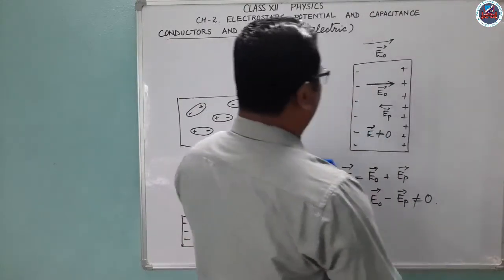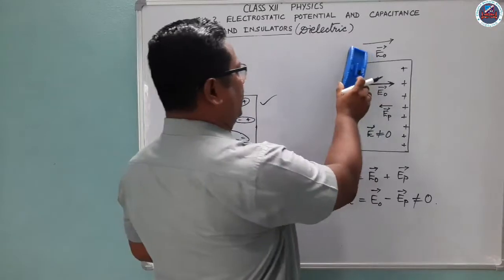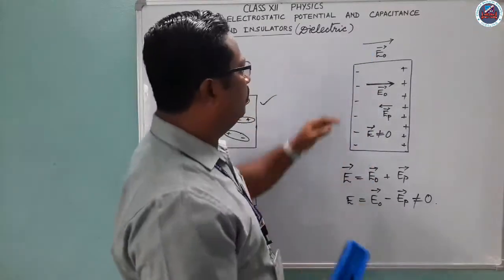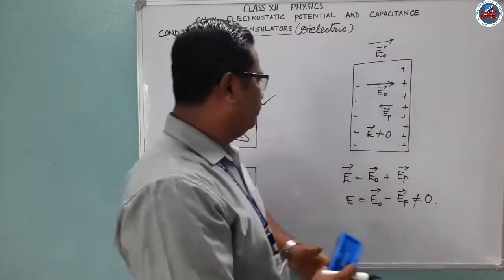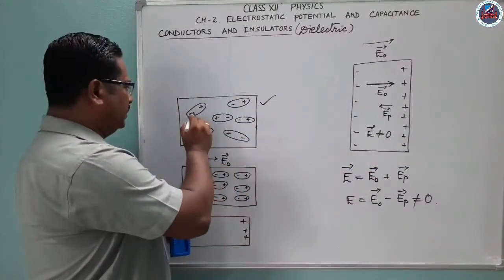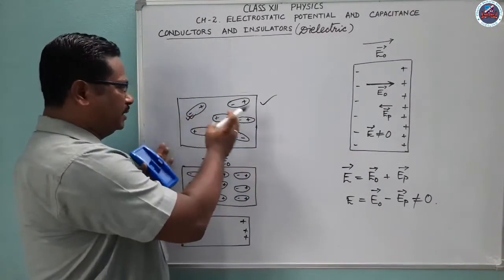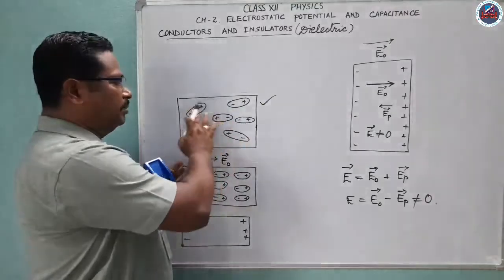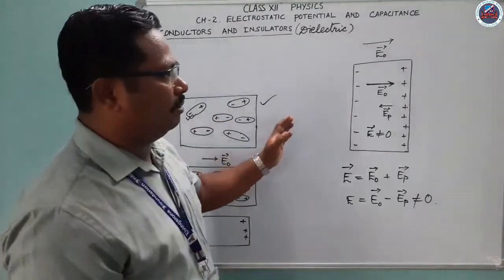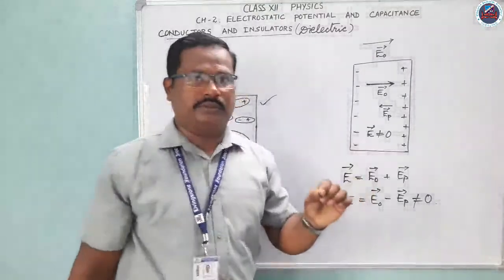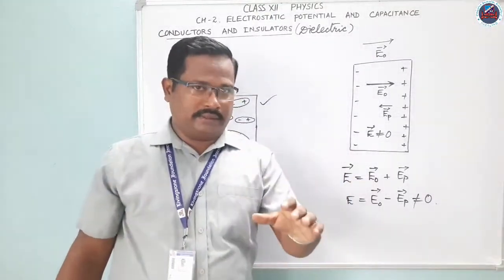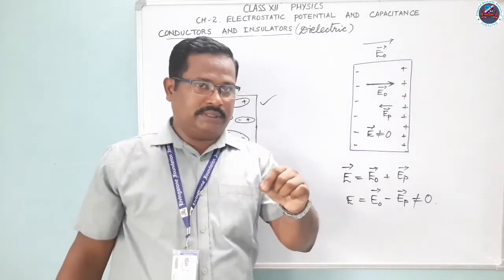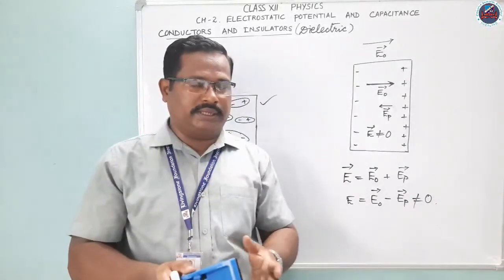But if you apply more external field to a dielectric, then from these bound charges, these electrons may get detached from the dipole, and then they may come out. In that case, the electrons will become free electrons, like in a conductor, where they have free electrons. That's why the net electric field intensity is 0 inside a conductor.